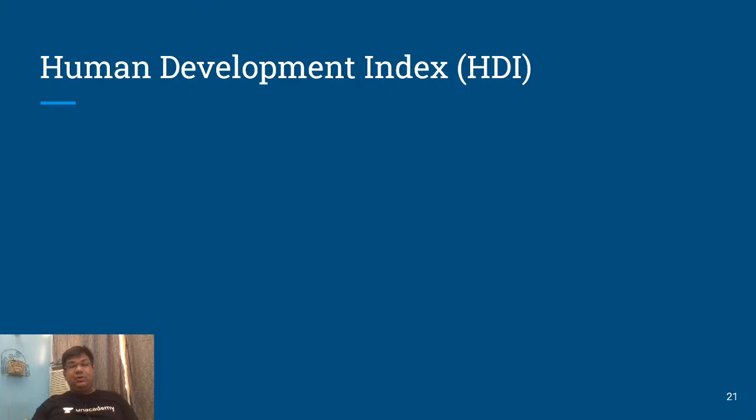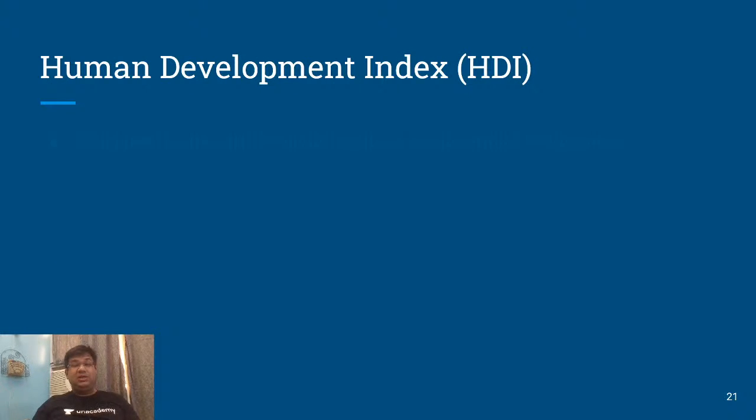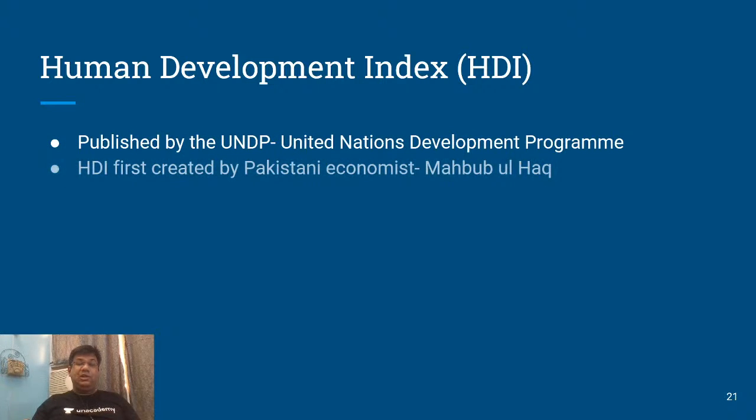Okay, now we have something called the Human Development Index. This is one of the most famous indexes in the world, developed by the United Nations. This is published each year by the United Nations Development Programme, the UNDP. It was first created by a Pakistani economist whose name is Dr. Mehboob ul Haq. इसमें once again rank one is Norway.